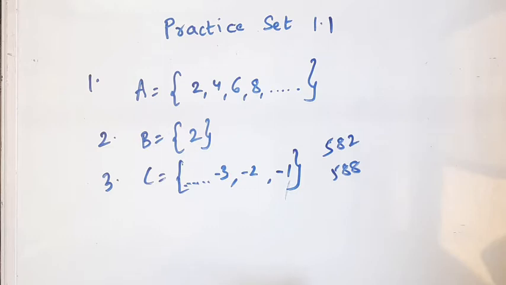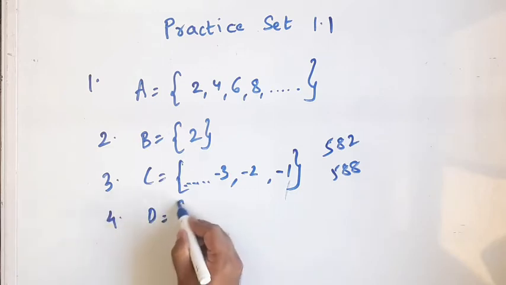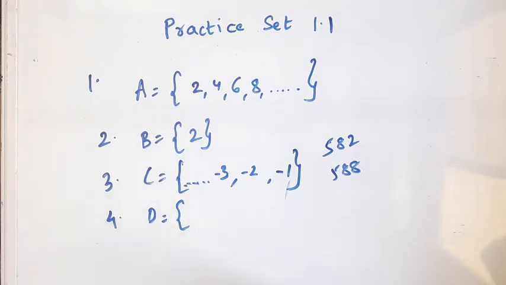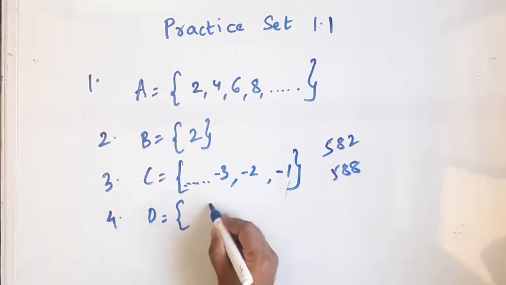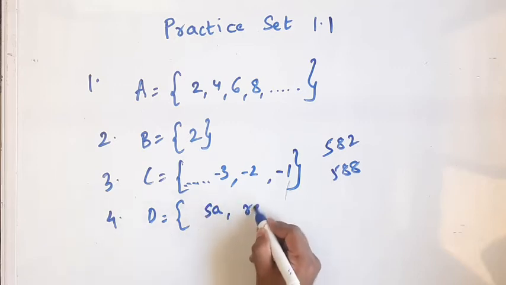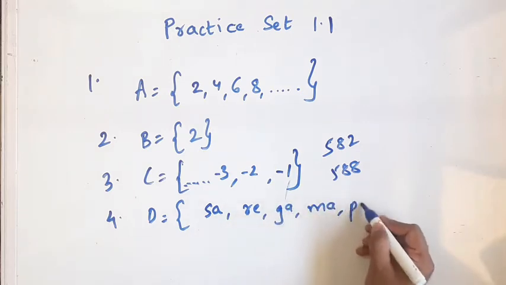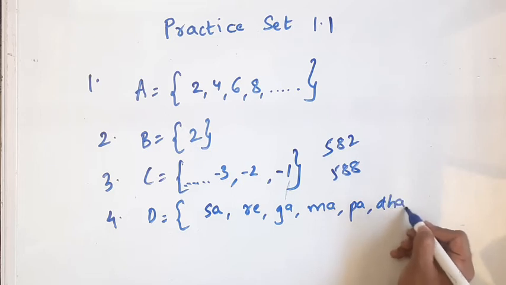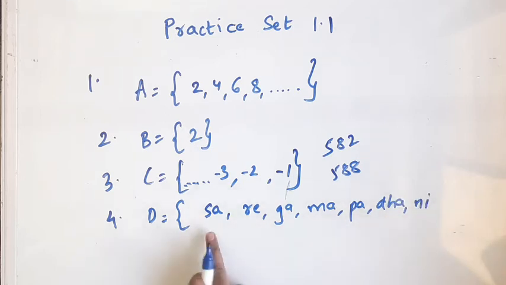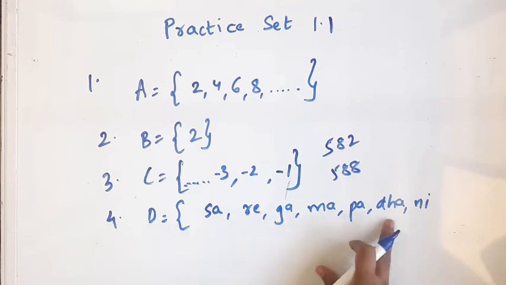Then fourth one, 7 basic sounds of Sargam. Do you know what the 7 basic sounds of Sargam are? That is sa, re, ga, ma, pa, dha, ni. This again gets repeated, so these elements should not get repeated. 1, 2, 3, 4, 5, 6, 7.